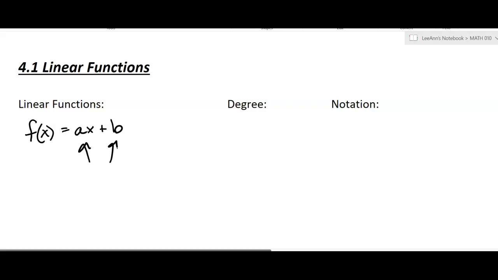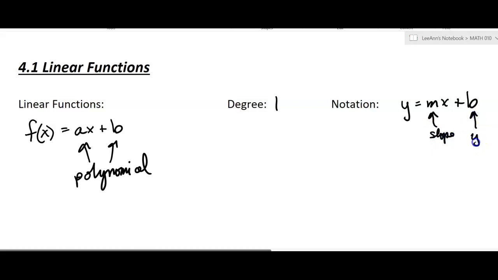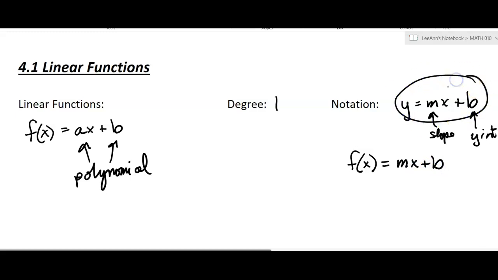And so the degree of this polynomial, it's a polynomial, and the degree is 1, or first degree polynomial. Okay? And then it's said to be a linear function. Now for notation, you may be used to seeing y equals mx plus b, that form, where we're going to talk about m being the slope and b being the y-intercept. So you may have seen that before. They're going to write it with the function notation f of x equals mx plus b. So you'll see it this way as well. Sometimes you'll still see it this way. Just depends on the authors and how they want to write it.